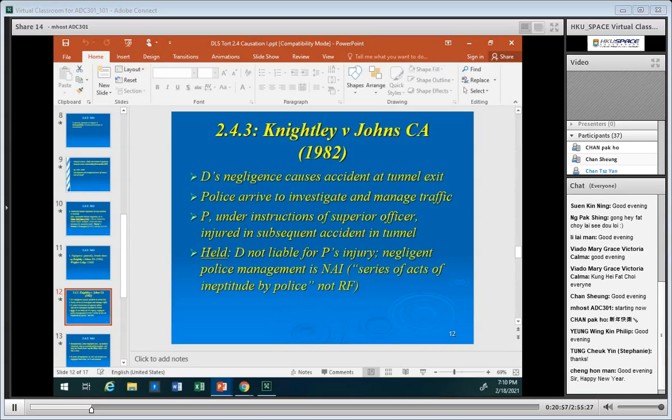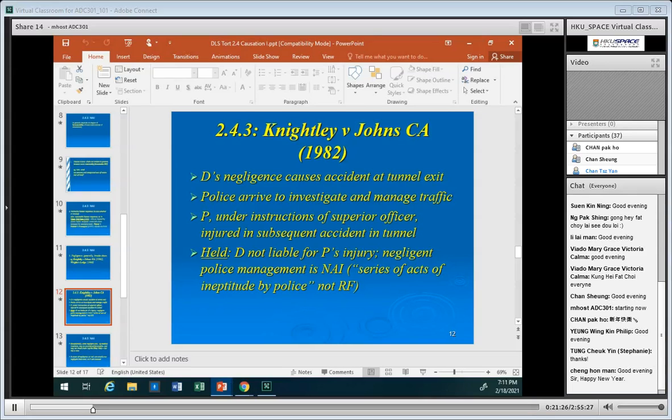So it was the police constable who was suing here, and the question was, who do you sue? Because what was the effective cause of the police constable's injuries? Well, certainly the defendant's negligence caused the accident, so that satisfied the but-for test. But the second possible cause were the actions of the superior officer.